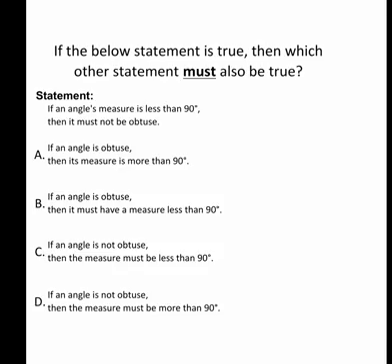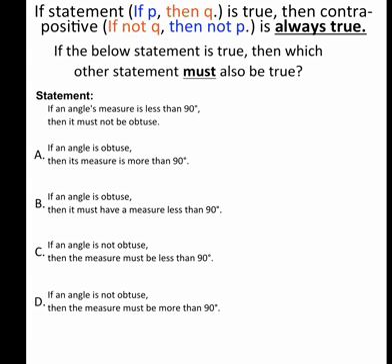This question is asking us, if the below statement is true, then which other statement must also be true? What I know about conditional statements, or if-then statements, is that if they are true, if P then Q, then its contrapositive is also true. If I take the two pieces, P and Q, flip them in the sentence structure and put nots in front of them, so if not Q, then not P, then I know the contrapositive is always true if the original statement is true.